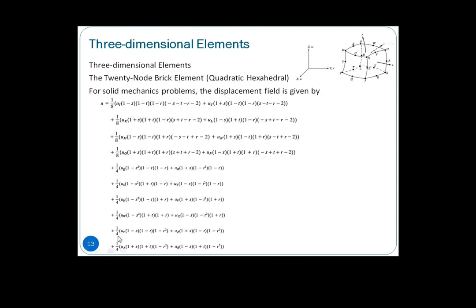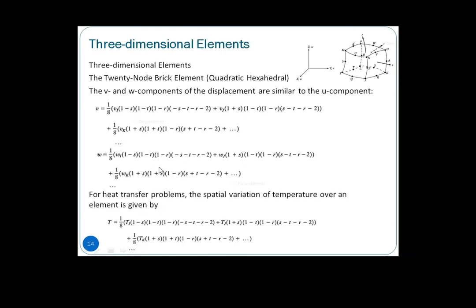Finally, the 20-node quadratic hexahedral, where of course you have a total of 20 shape functions, which you have seen here. This is the first one, second, third, fourth, fifth, sixth, seventh, eighth, then another set of mid-side nodes.